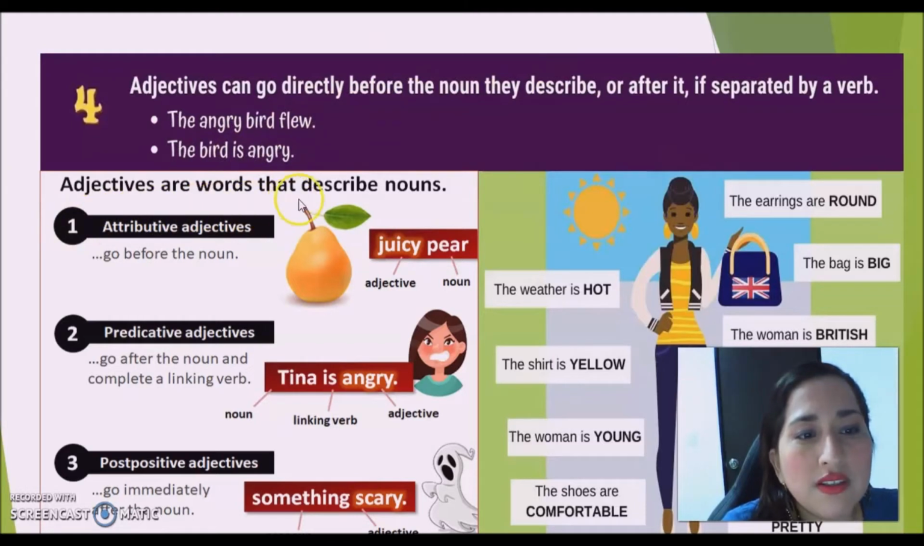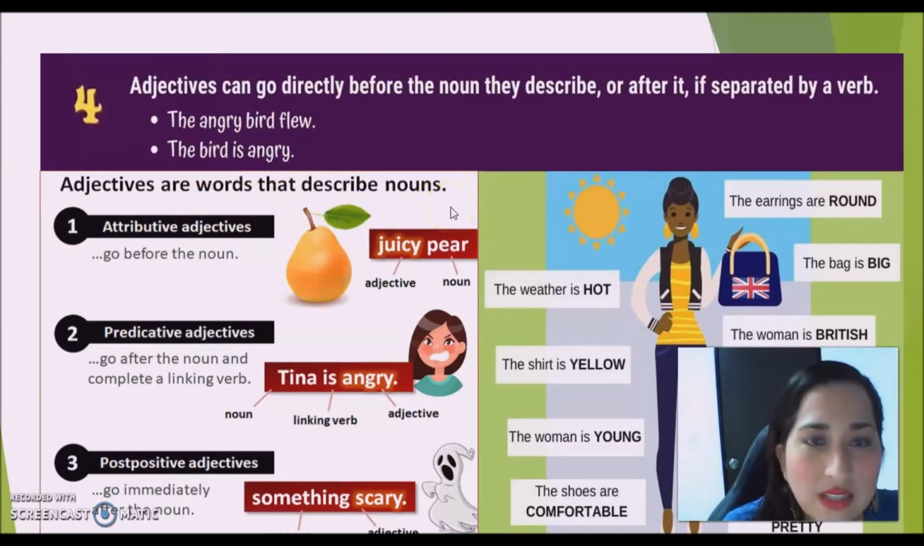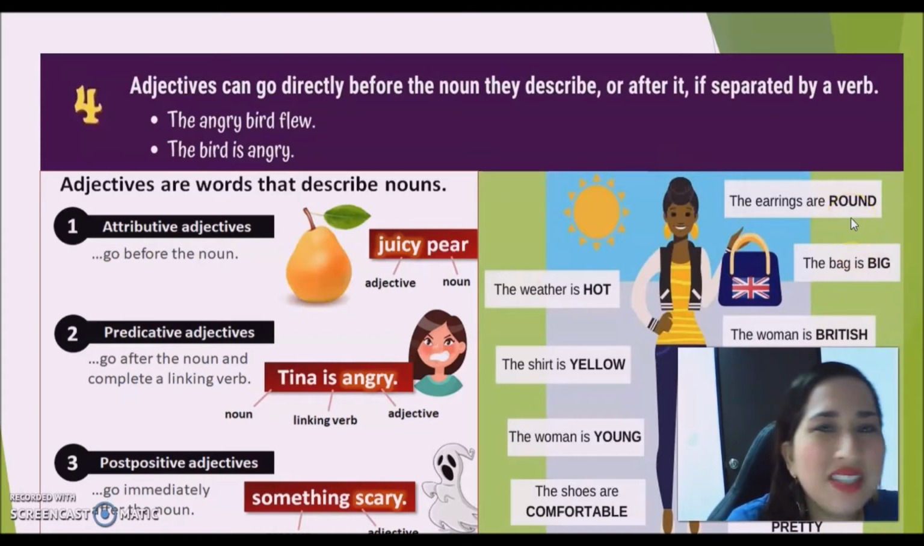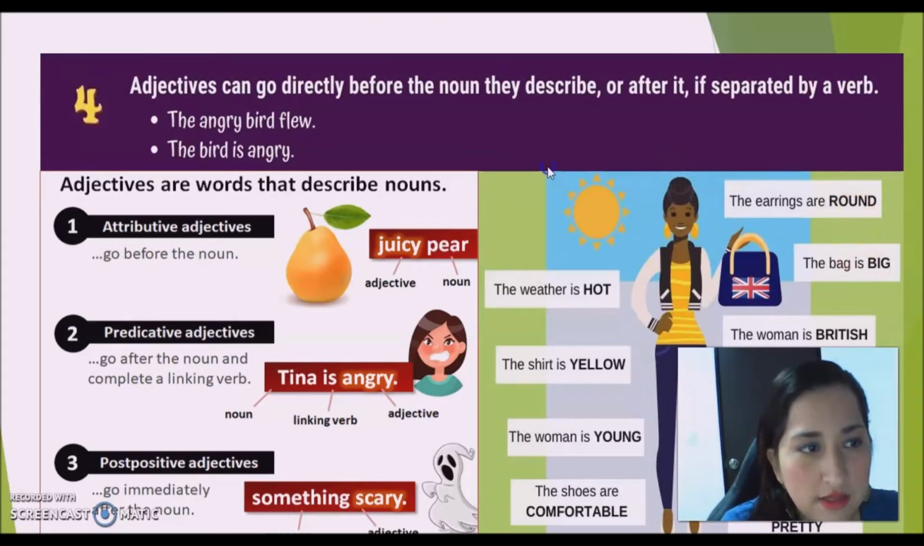Adjectives are words that describe nouns. Always they describe nouns. You see here, Tina is angry, something scary. So we have different kinds of adjectives in English. Hot, yellow, or the colors are adjectives. Young, comfortable, pretty, happy, British, big, small, brown. Yes, we have different kinds of adjectives.